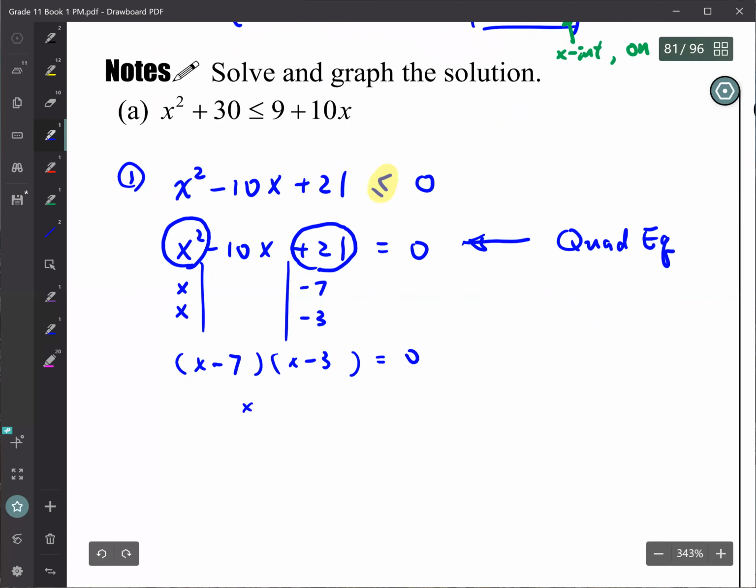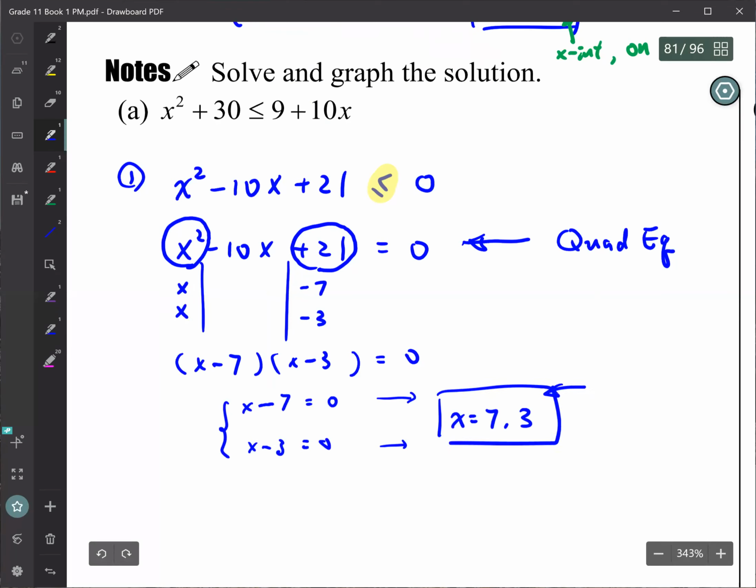X minus 7 equals 0. Yeah, and the other one, x minus 3 equals 0. Yeah, and you solve both of them. What do you get? Positive 7 and positive 3. Yeah, those two are called the x-intercepts. Yes, okay, so they are on the x-axis. All right, so that's part of it. That's only step one, okay?